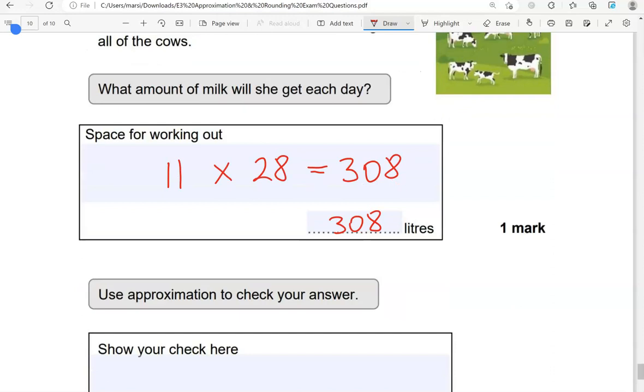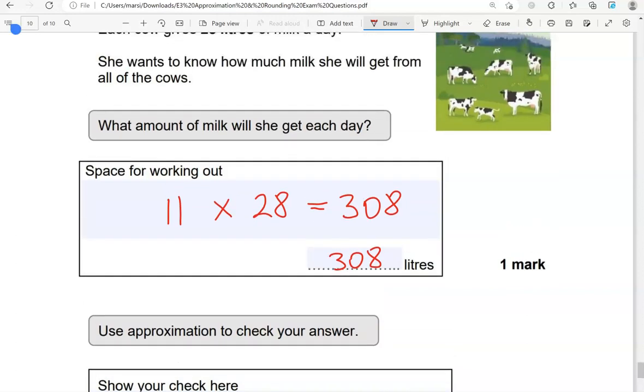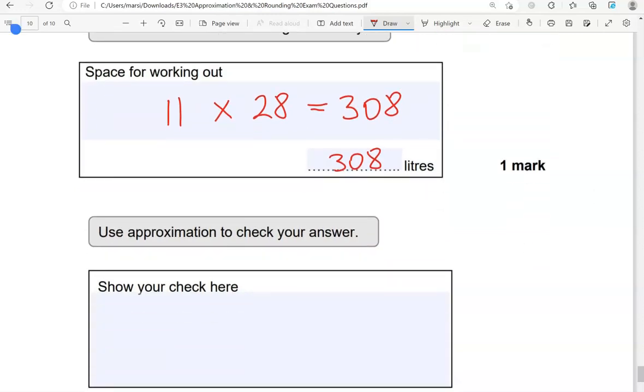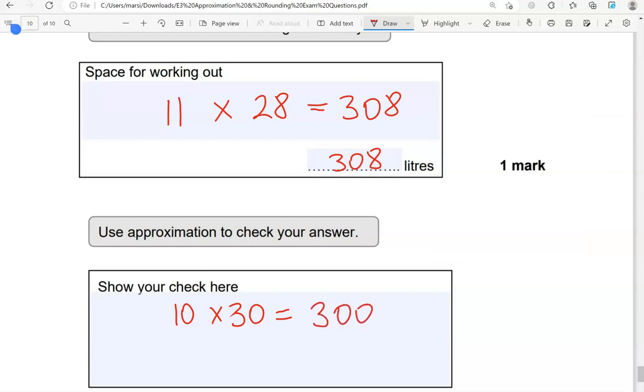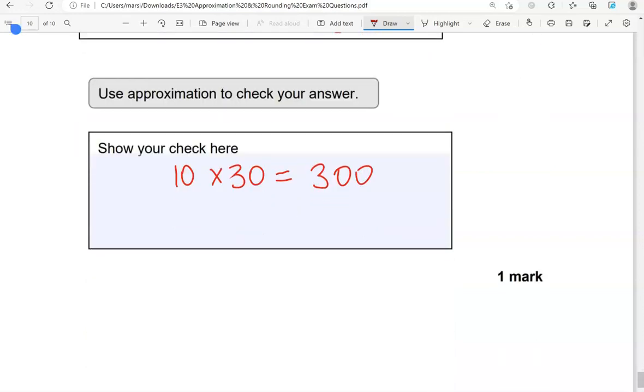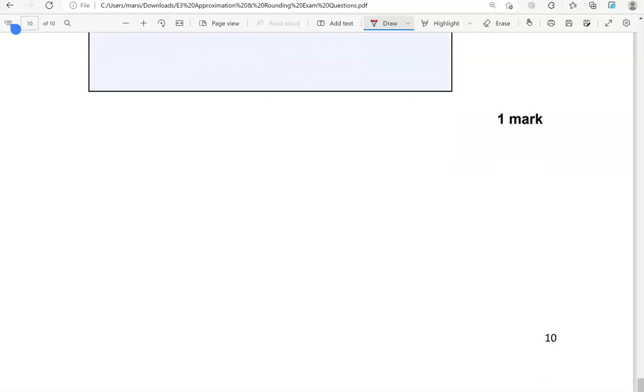Use approximation to check your answer. So approximation, that's another word for rounding. So we're going to round the 11. We can round it to the nearest 10, and that would be 10. You can't round to 20 because 20 is too far off. And 28, we can round that to 30. So 10 times 30, that gives us 300, which is very close to the 308. So that tells us the calculation has been done correctly. And this is the end of the questions.